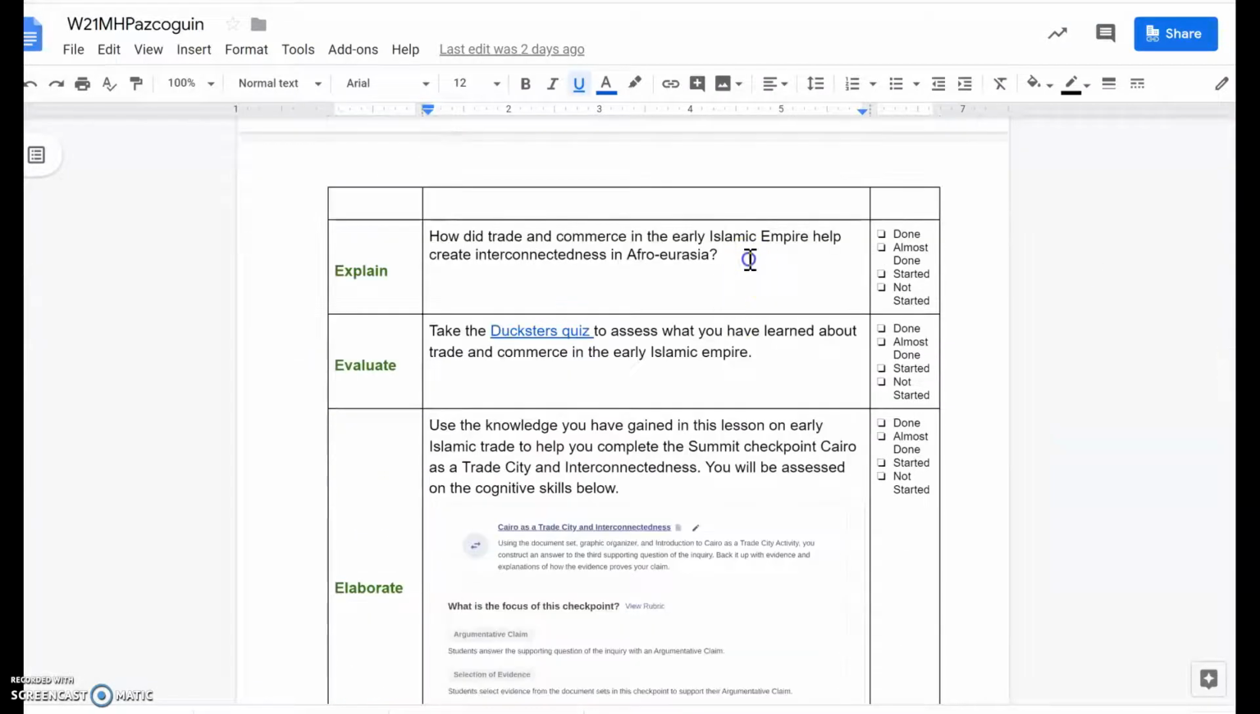And then here is where I want to see what you learned. So in a couple sentences here, or in a paragraph, how did trade and commerce in the early Islamic Empire help create interconnectedness in Afro-Eurasia? Okay, remember Afro-Eurasia, we already talked about this before, but that's Africa, Europe, and Asia, that whole area together. So how did it bring people together? Then you're going to take the Duxter's quiz, which I already showed you from that first Duxter's article. It was at the bottom. You're going to take that quiz to assess what you've learned.